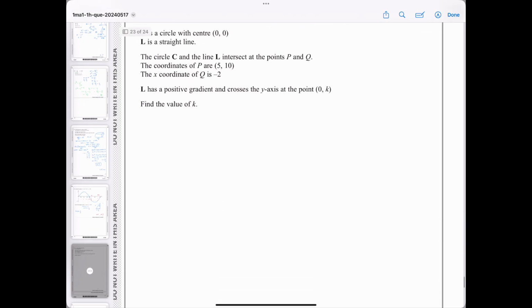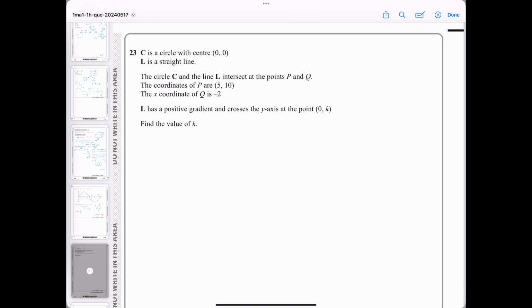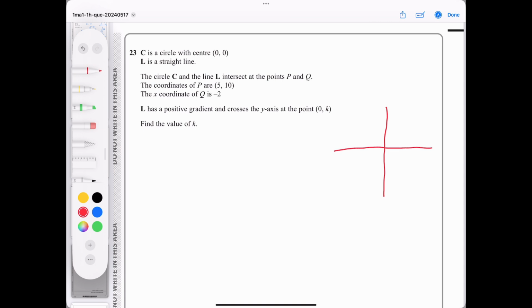So let's now look at the last thing. We've got a circle with the centre 0, 0. I'm going to draw a little appalling circle. Right, L is a straight line. The circle and L intersect at points P and Q. The coordinates of P are 5, 10, and the x coordinate of Q is minus 2. L has a positive gradient and crosses the y-axis at 0, k. Find the value of k.